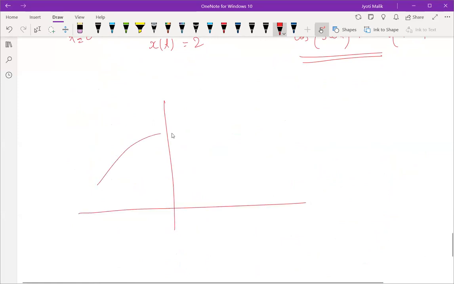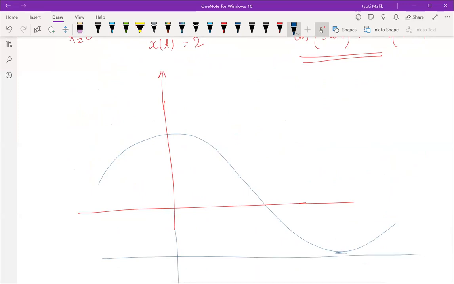Let's say the graph looks something like this. Actual shape, I don't know what it will look like. But then what you have to do is divide the whole range from its minimum. The minimum can come downwards also, let's say like this. Then you first have to range it, from the minimum value to the maximum value. This is the whole range.